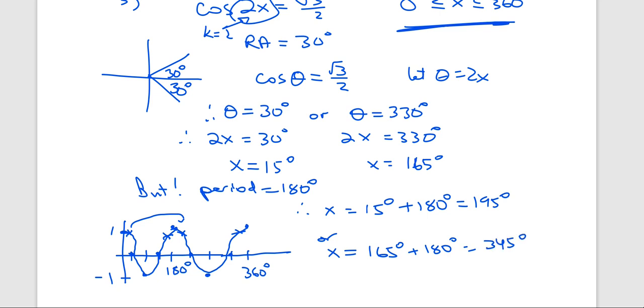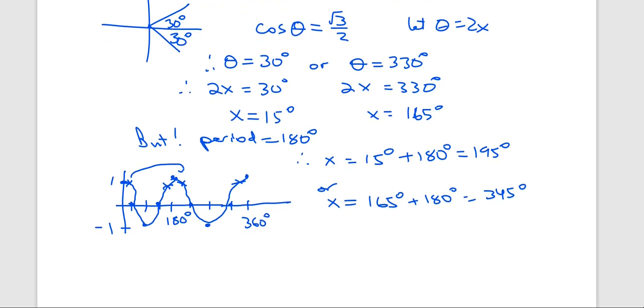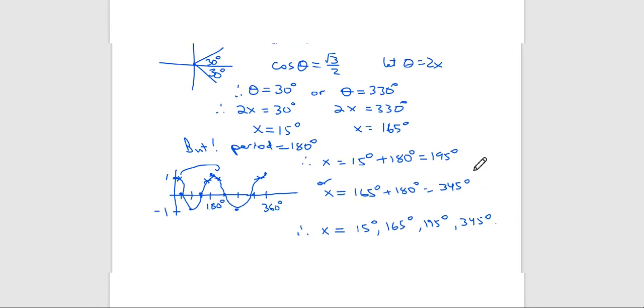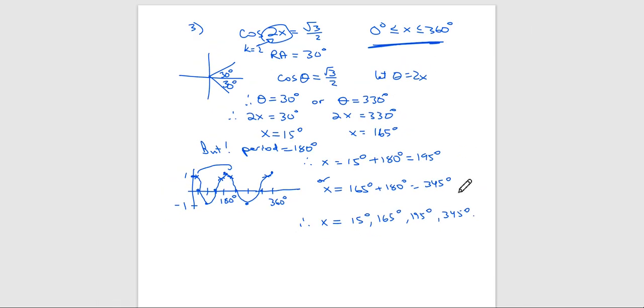So how many do I have? I actually have 4 answers. So I'm going to do my therefore statement and write them all in order. So x is equal to 15 degrees, or 165 degrees, or 195 degrees, or 345. Okay, so that trigonometric equation resulted in 4 answers. It looked kind of simple at the beginning, but there's actually 4 answers.